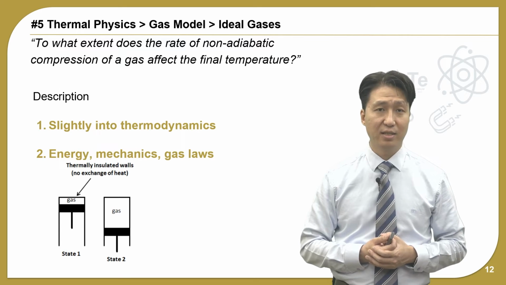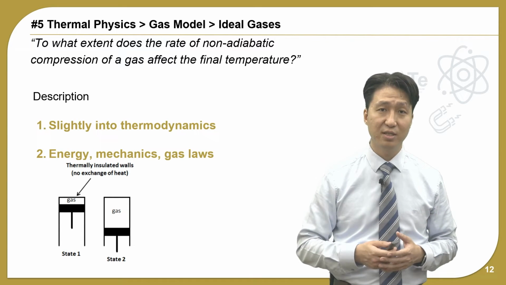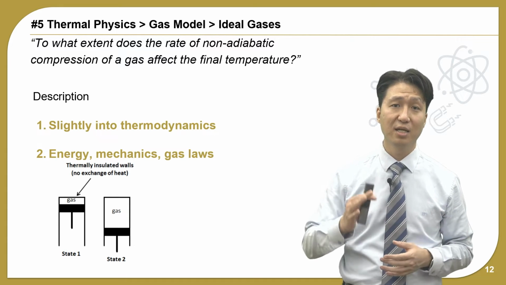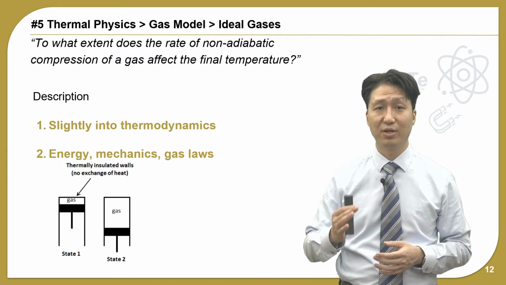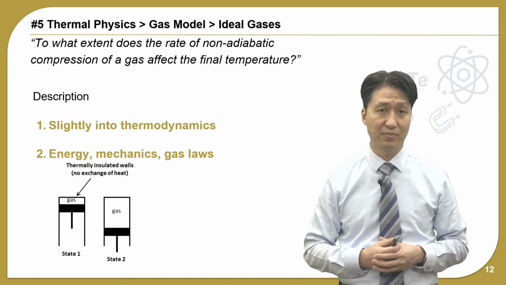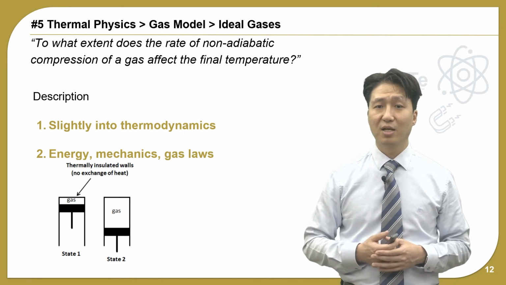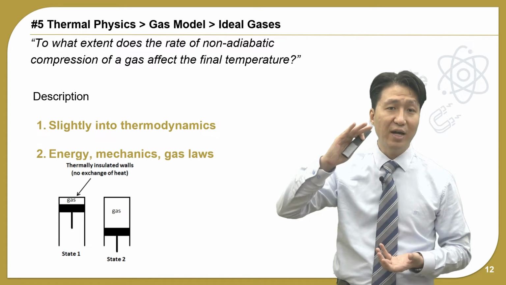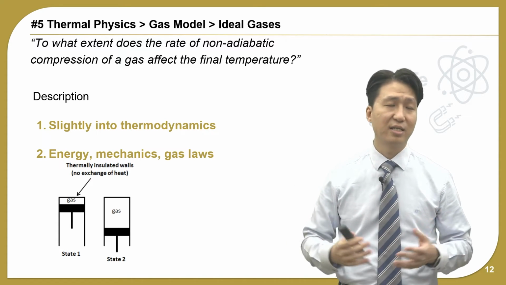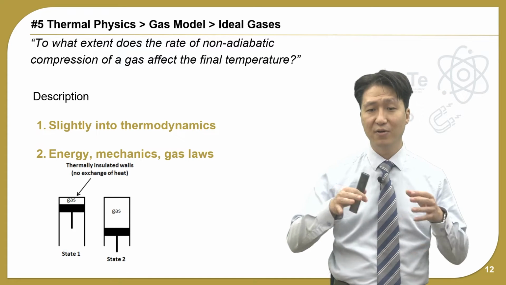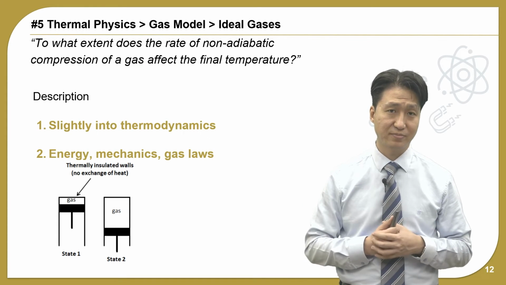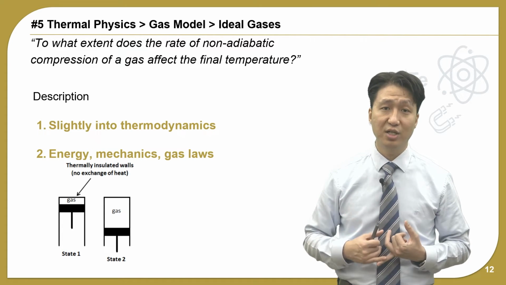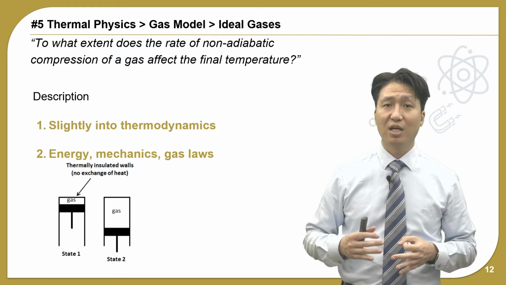Okay, next research question that we have here is also thermal physics, but more on ideal gases. And it says, to what extent does the rate of non-adiabatic compression of a gas affect the final temperature? Basically, when you have a gas and you compress it, it heats up, right? How fast you compress it kind of dictates what the final temperature will be because of how the heat tends to dissipate. It's related to thermodynamics, it's related to energy, it's related to mechanics.